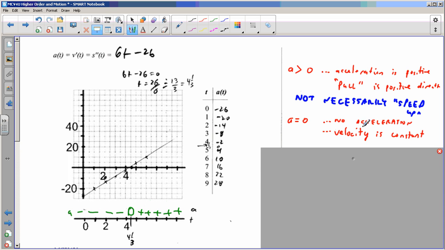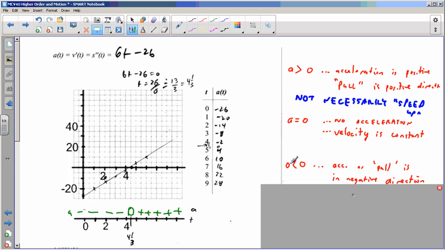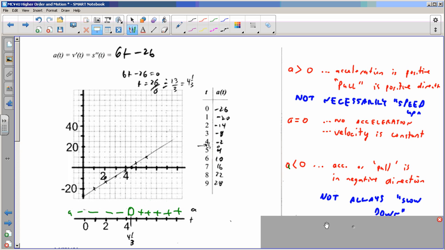Acceleration equals 0, no acceleration, the velocity is constant. The acceleration less than 0 means the pull is in the negative direction. And some people think a negative acceleration means it's slowing down, but that's not true. If the velocity is left and the pull is left, so if you're already moving left and you're accelerating left, that means you're speeding up, right?